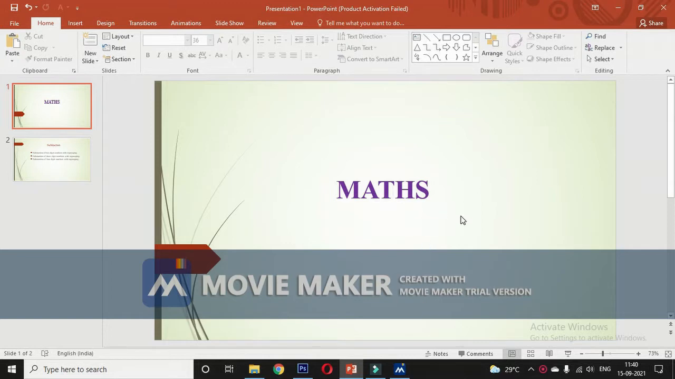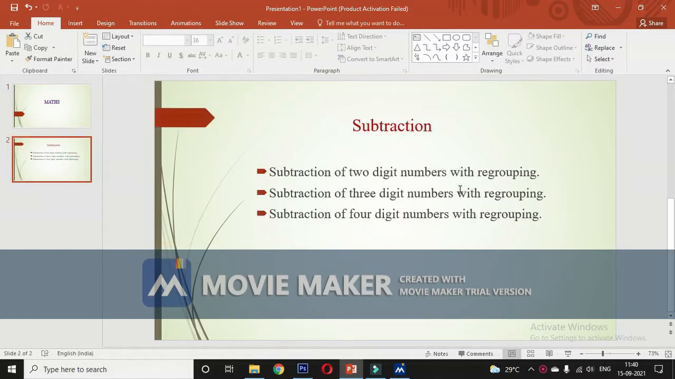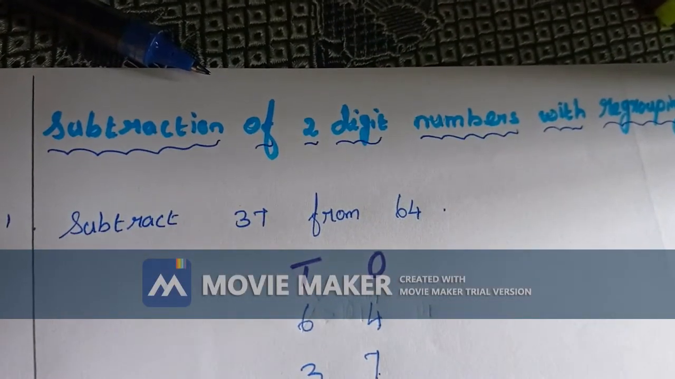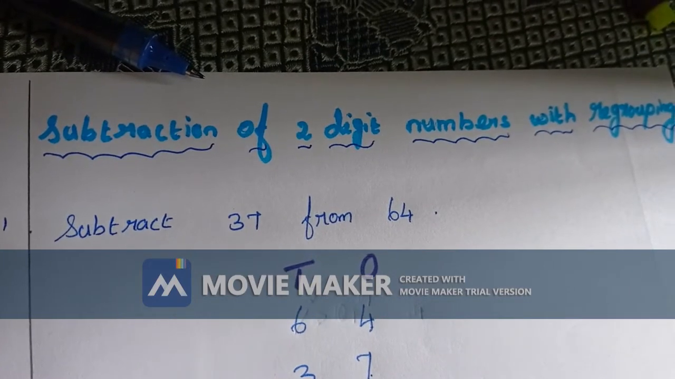Children, in the last class we learned the subtraction of 2-digit, 3-digit and 4-digit numbers without regrouping, isn't it? In today's class we are going to see the subtraction of 2-digit numbers with regrouping, the subtraction of 3-digit numbers with regrouping and the subtraction of 4-digit numbers with regrouping. Okay, now let us see all the topics one by one with examples.